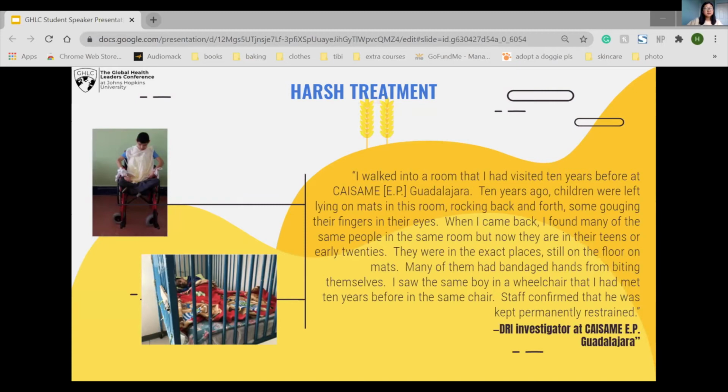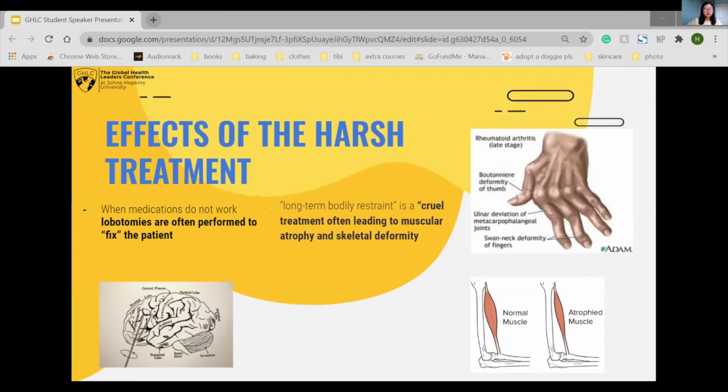An investigator even testified on how he found children from 10 years ago in the same state, only the children had aged to be teenagers or young adults. These children had been kept tied to their wheelchair or contained to their bed for their entire lives. This treatment causes severe effects, such as muscle atrophy and skeletal deformity.